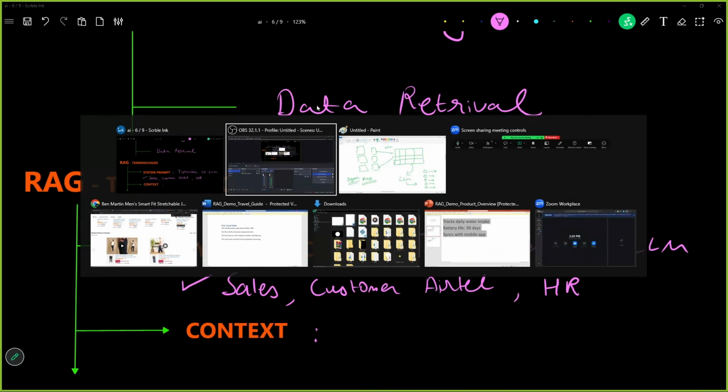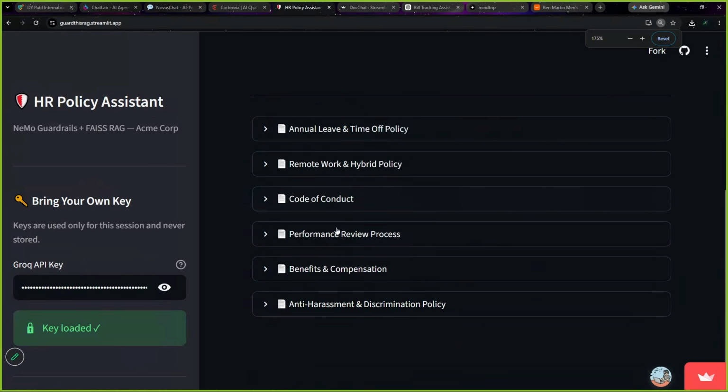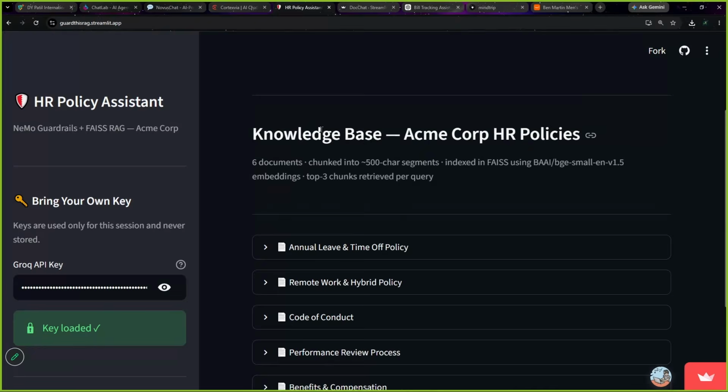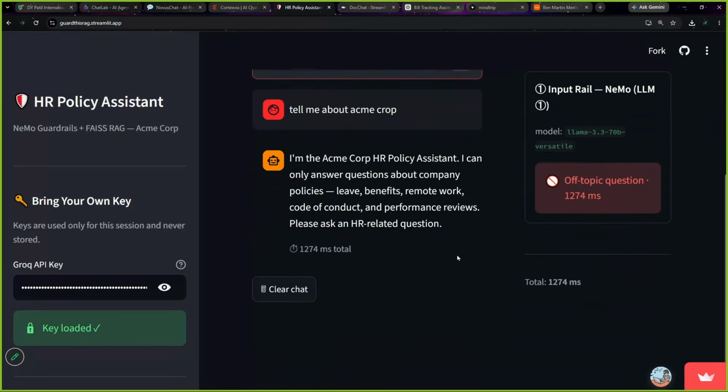So let us check this out. Let us check this example. HR policy assistant. These are HR documents. These are some documents, remote work and hybrid policy. Acme Corp is the organization, right? Let us go here and let us ask a random question. First let us ask, tell me about Acme Corp. I am Acme Corp HR policy assistant. I can only answer questions about company policies. So it is restricting itself.